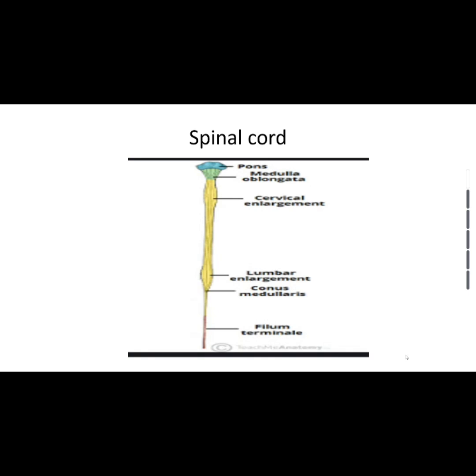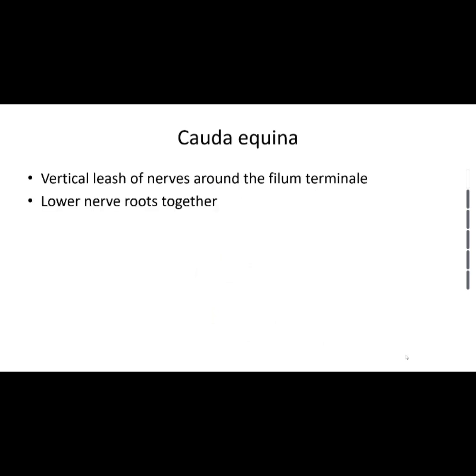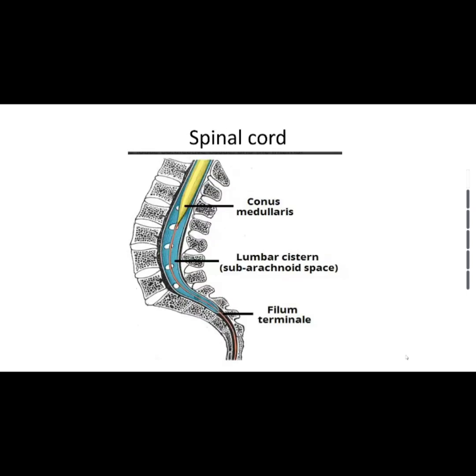So it is called cauda equina. Again, a diagram showing the conus medullaris, that is the end of the spinal cord. As I said, the spinal cord ends at around L1. Beyond there, that is what we call the lumbar cistern, because this is still the arachnoid space. Just above it, we have the arachnoid mater, and in between there is the subarachnoid space, which, as we are saying, is usually filled with CSF.